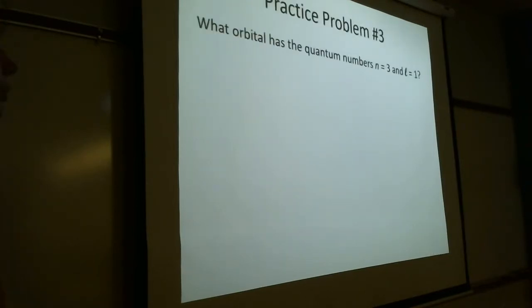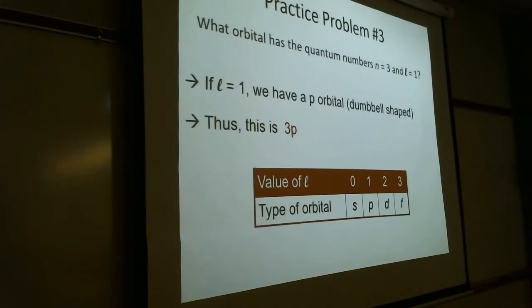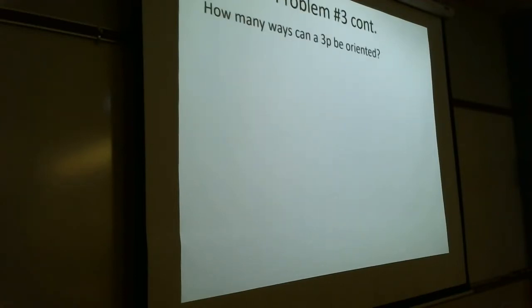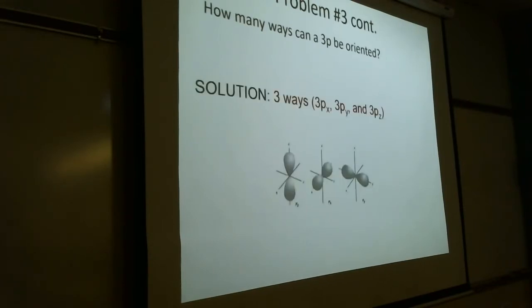Okay, what orbital has N equals 3 and L equals 1? What's its name? You don't have to sketch it, just tell me its name. 3P, right, 3P. We getting the hang of this? How many ways can you orient a 3P orbital? 3 ways, right, 3 ways. You can orient along the X, the Y, or the Z. Because for P, L equals 1. Right, so that means M sub L could be -1, 0, or +1. And each one of those corresponds to a different orientation.